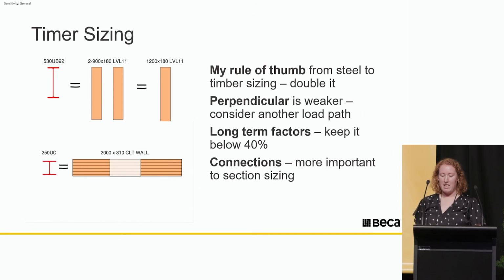In this project, we have pairs of 900 by 180 LVL beams, which sound really big, but compared to some other timber buildings I've been looking at, aren't actually too big. If it was a single beam, it would be a 1.2 metre deep beam. And if it were in steel, we could make a 530 UB work. So this leads to my personal rule of thumb for structural depth for converting from steel to timber: just double it. Again, capacities perpendicular to the grain are significantly weaker than parallel, so make sure your primary load paths are going through the good direction.